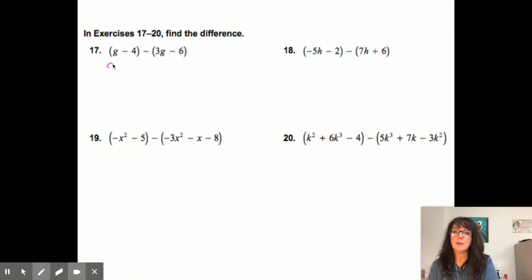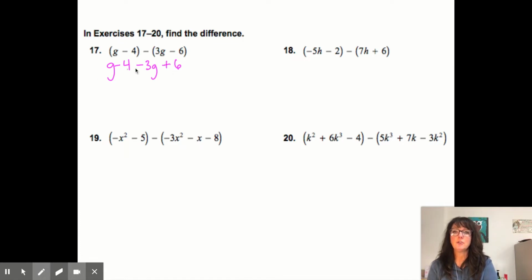So the first one becomes g minus 4, and then -1 times 3 is -3g. -1 times -6 is +6. So notice how what's inside the parentheses when it is after subtraction is the opposite of what it was. It was positive g, now it's negative. Positive 3g, now it's negative 3g. Was -6, now it's +6.